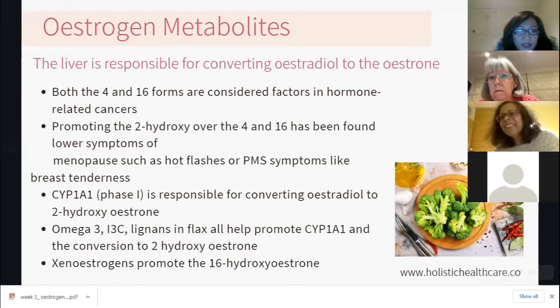And then we've got nutrients like omega-3 fatty acid. Indole-3-carbinol is what's found in broccoli and a lot of your crucifers. The lignans in flaxseed, they all help to promote the effects of the CYP1A1 enzyme, right?